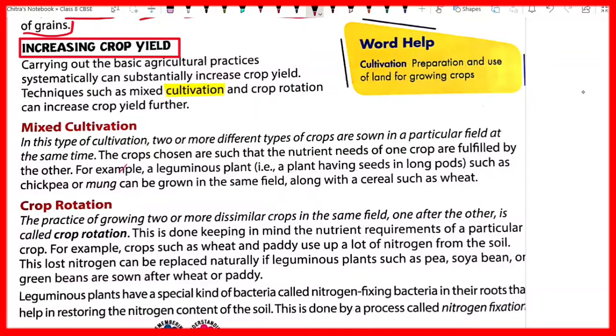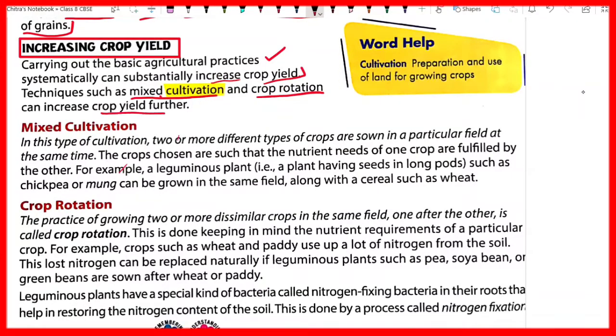Carrying out basic agricultural practices systematically can subsequently increase the crop yield. So we have to follow the perfect sequence in order to get a high crop yield from the crop. What new modern techniques do we have to apply? Techniques such as mixed cultivation, so I'm just underlining that, very important, the mixed cultivation and the crop rotation. These are the two techniques we can use in order to increase the crop yield.